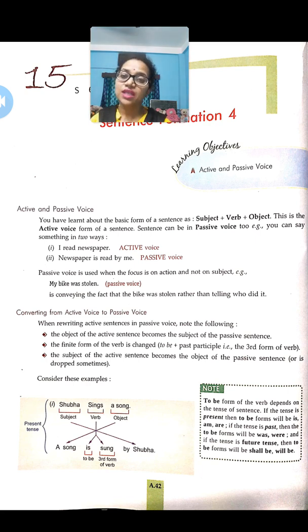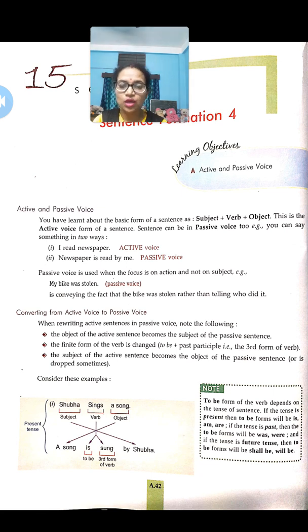Now, this is an active voice. Whenever we have to convert it from active to passive voice, we need to take care of something: the object becomes the subject, the verb comes with a to be verb, and then the subject becomes the object. So what is written in your textbook? The object of the active sentence becomes the subject in the passive.